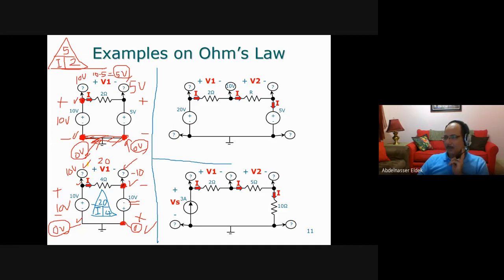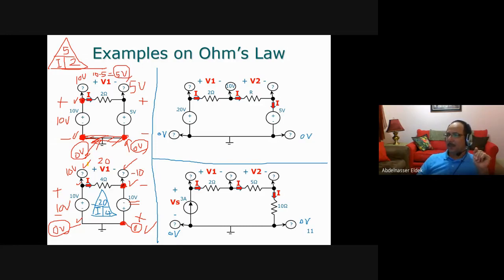Now let us go to the next one. So now let us make it fast. This one is 0 volt. Okay, and also this one is 0 volt. Both are connected to the ground. This one is also 0 volt. Why? Because it's connected to the ground. This one is 0 volt. Okay, so once we see the ground, we know the voltage.